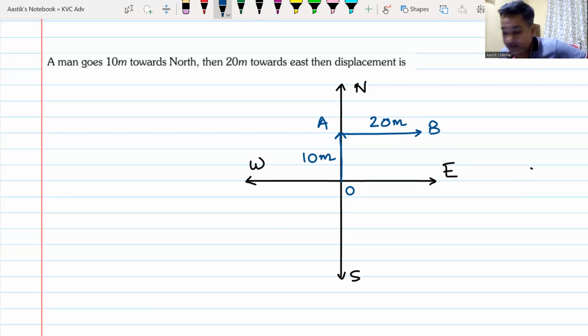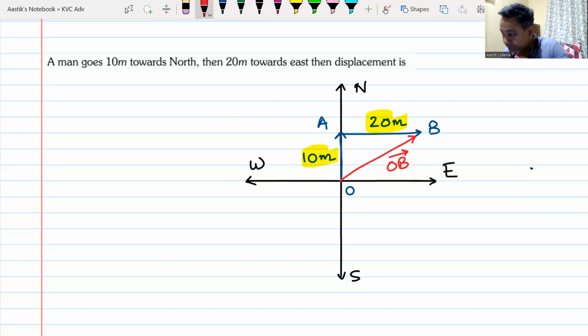The distance traveled is 30 meters. You just have to add 10 meters with 20 meters, the length of the path, and the distance traveled is 30 meters. What about displacement here? To find the displacement, you just have to join the initial position with the final position. So this OB vector is your displacement vector.